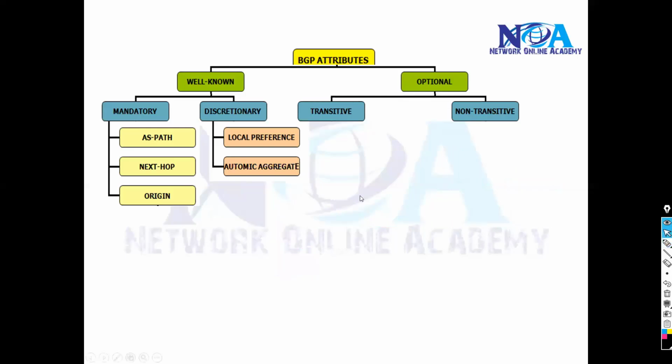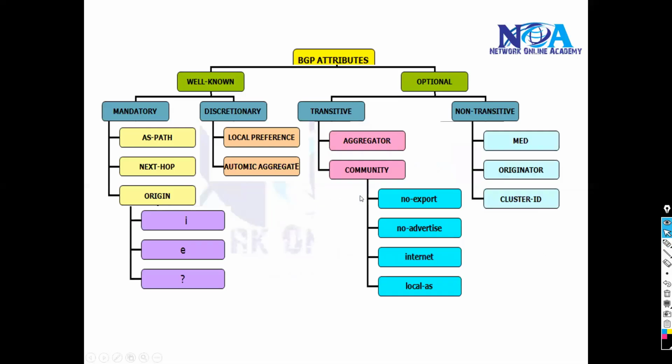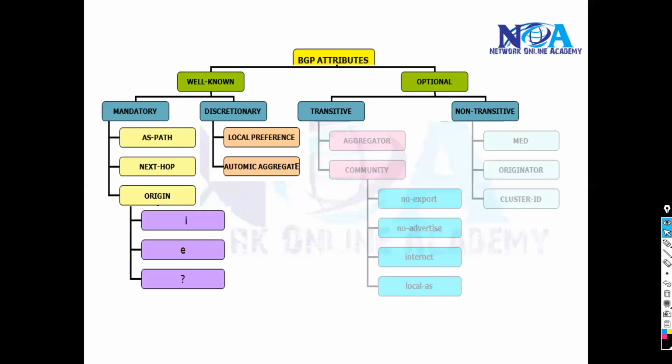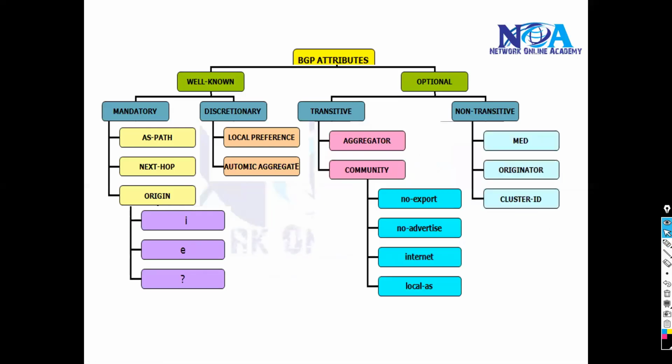So in terms of behavior, these are the attributes. In transitive, we have aggregator and community attributes. In non-transitive, we have MED, originator ID, and cluster ID. There are plenty of attributes used in different scenarios. Mainly in this section, we'll be seeing some of the basic attributes.